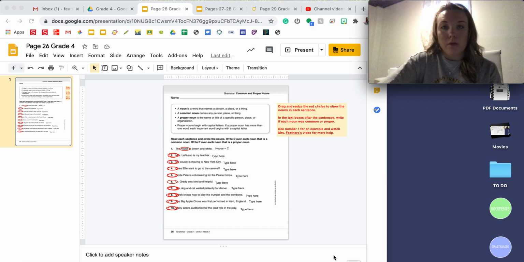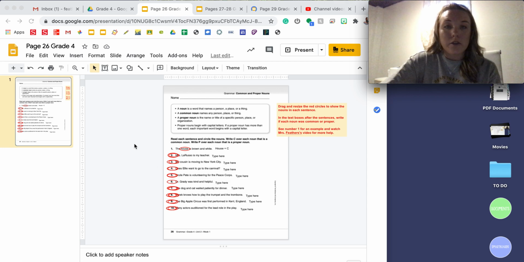Because we are remote, you will be assigned these pages digitally on Google Classroom. On Monday, you will have page 26 assigned to you. On Tuesday, pages 27 to 28. And on Wednesday, page 29. Your grammar quiz will be on Thursday.